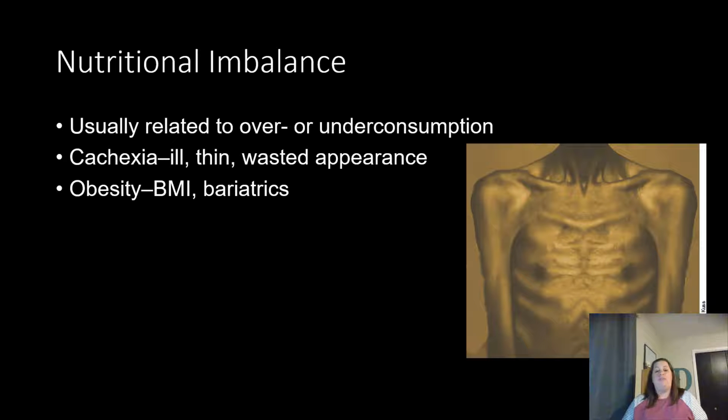Another classification for disease is nutritional imbalances. Nutritional imbalances are usually related to either an overconsumption of something or an underconsumption. This is one reason why good nutrition is so important. One of the main things we need to focus in on nutrition wise is looking at that food pyramid, having what we need in every area, not overeating in one and ignoring others.